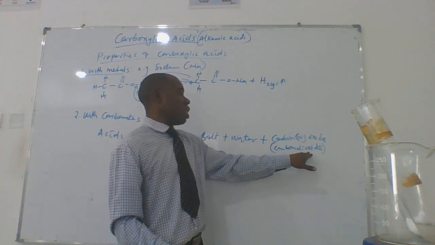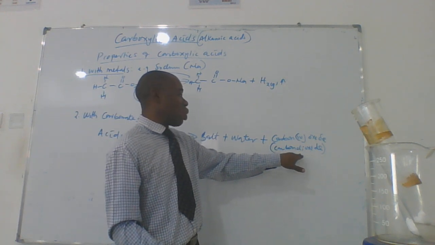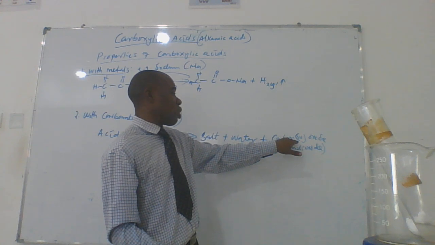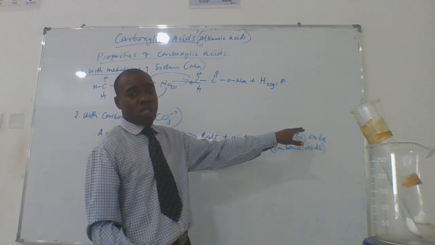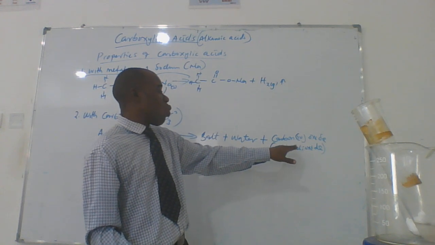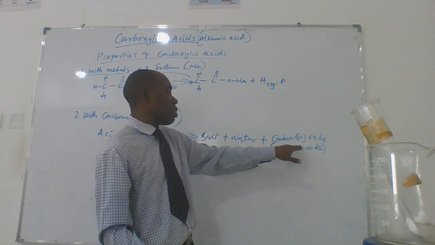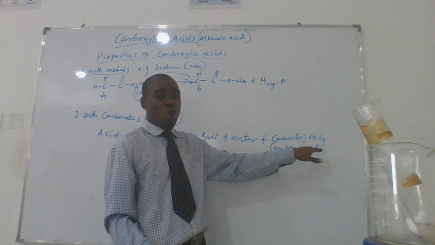The British, the Cambridge, they recognize this one, while the West African they use this one majorly. So carbon IV oxide is our IUPAC nomenclature for West Africa and some other countries, while the British Cambridge make use of carbon dioxide, which is the old name.